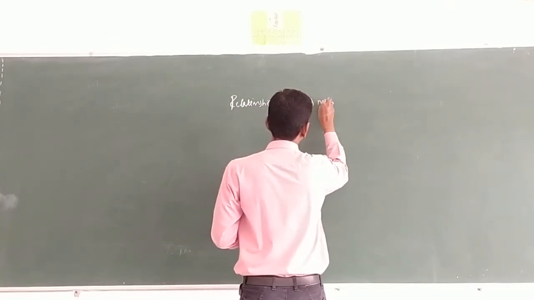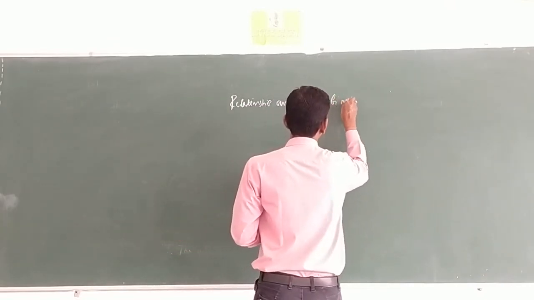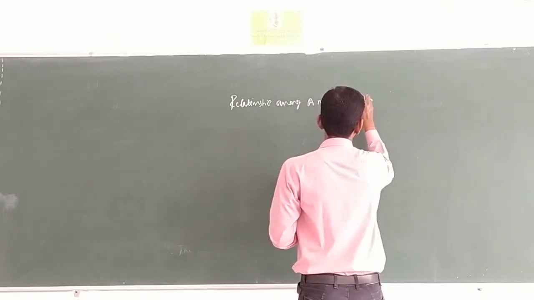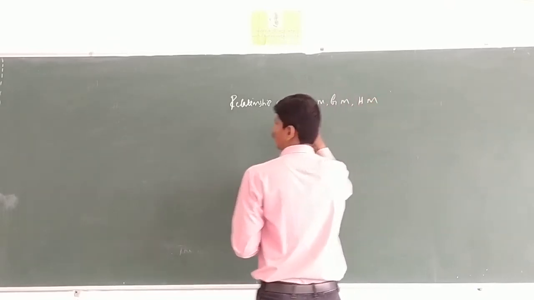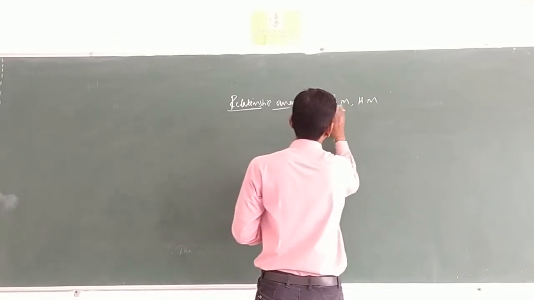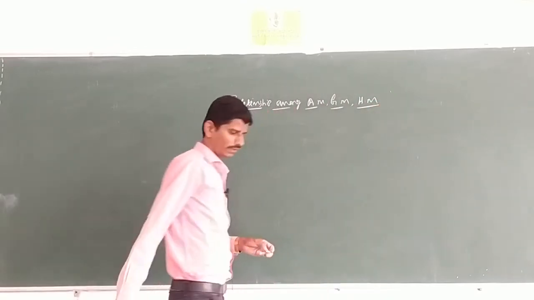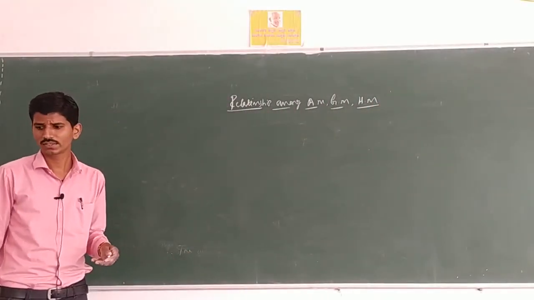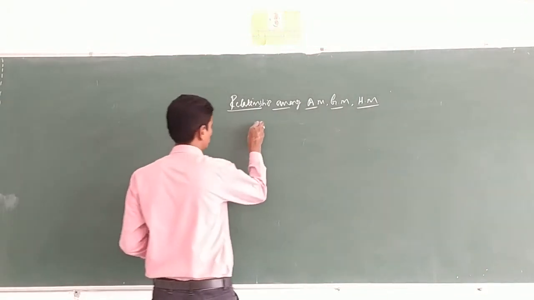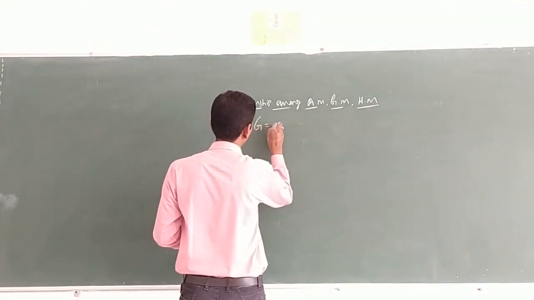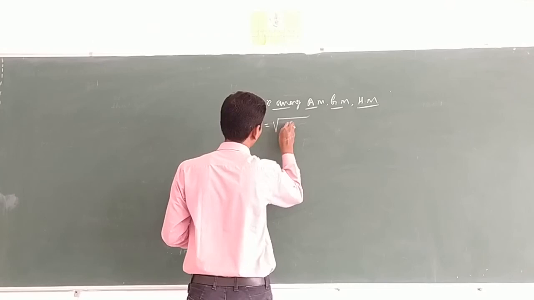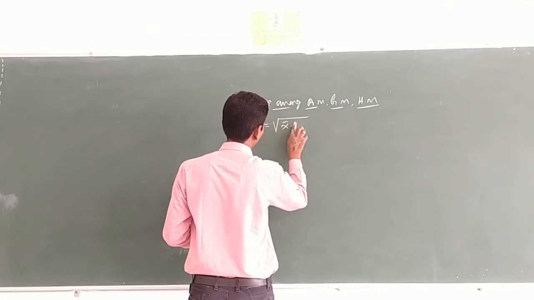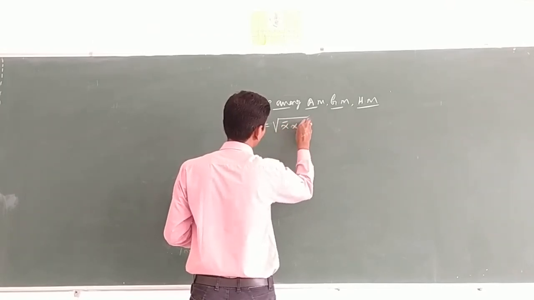The relationship among arithmetic mean, geometric mean, harmonic mean. The relationship among arithmetic mean, geometric mean and harmonic mean. Okay, here that is G equal to under root of x bar into H.